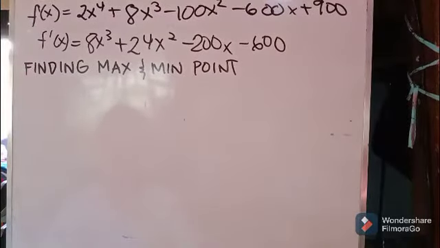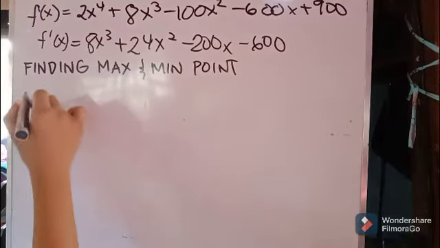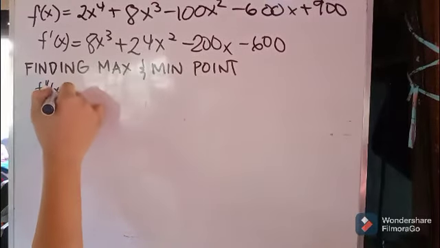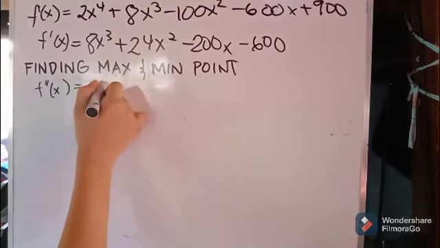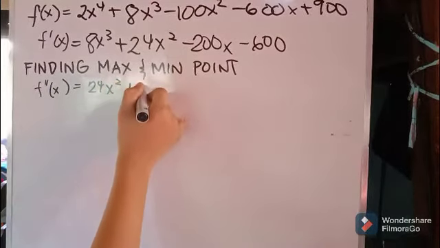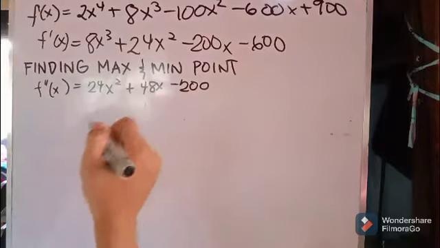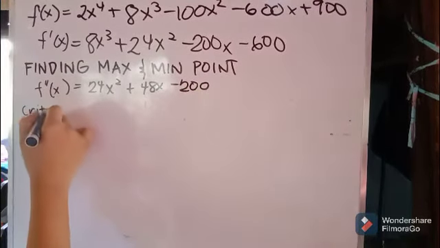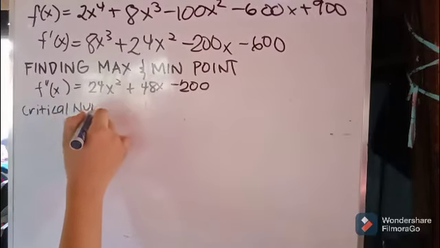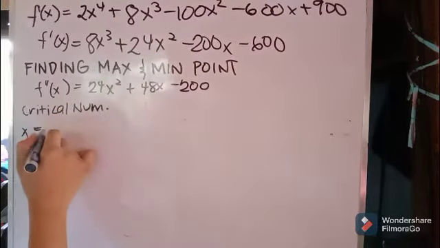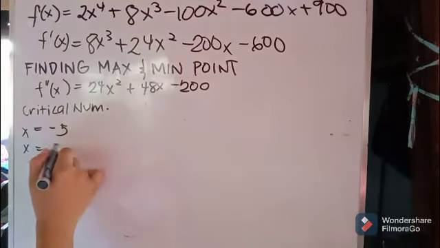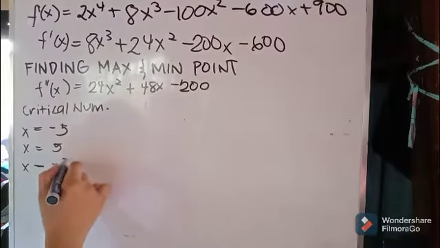And next is finding the maximum and minimum points. So to get the maximum and minimum points, we need to get the second derivative of the first function f of x. So f double prime of x is equal to 24x squared plus 48x minus 200. So our critical numbers are x equals negative 5, x equals 5, and x equals negative 3.